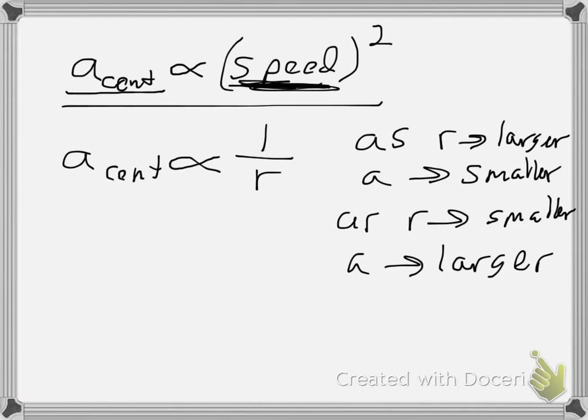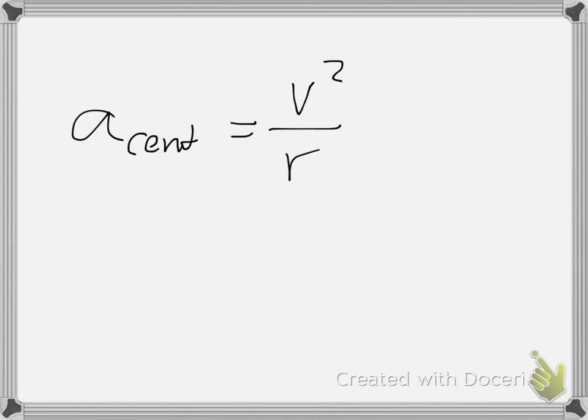So we can wrap both of these statements up into an equation, and we can say that the centripetal acceleration is equal to the square of the speed divided by the radius of the circle: a_cent = v²/r.